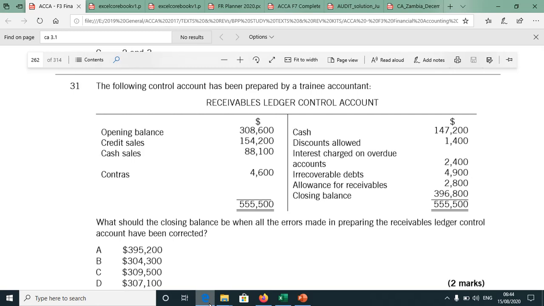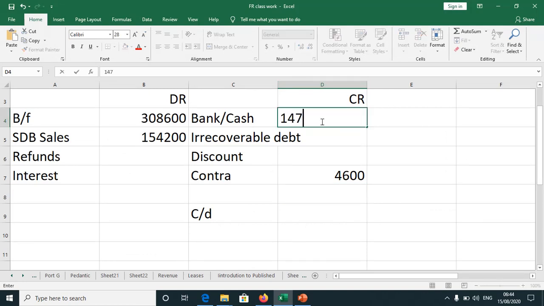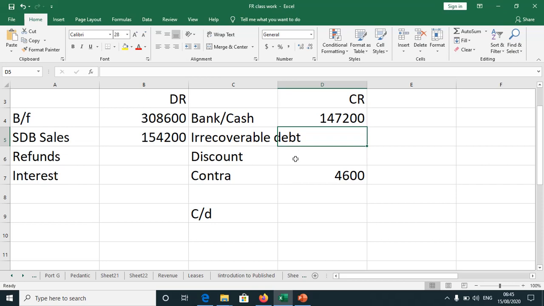I've got the credit side now. I'm picking figures from the credit side, putting the figures where they belong. Cash belongs on the credit side, 147,200. That's still fine. Then what else do I have? I've got discounts allowed, 1 full. I put it where it belongs. What else do I have?